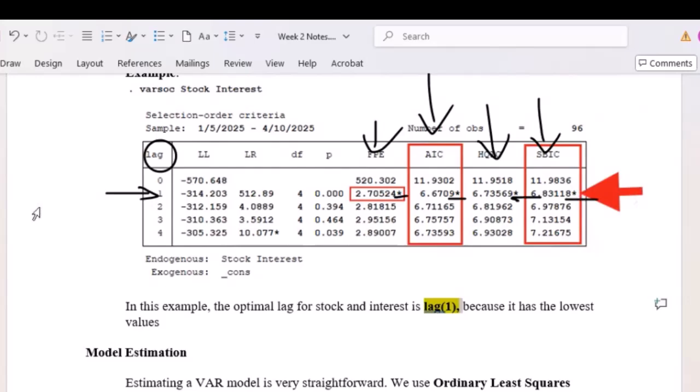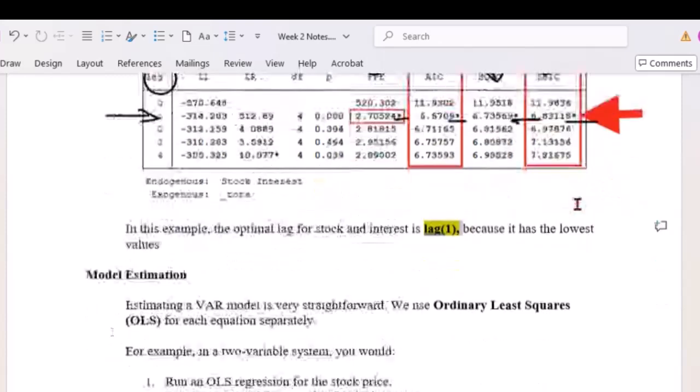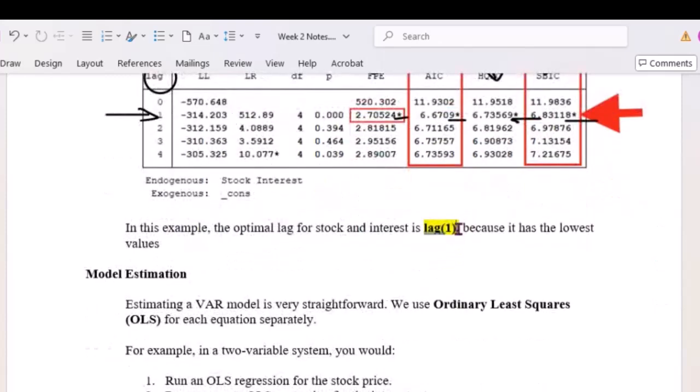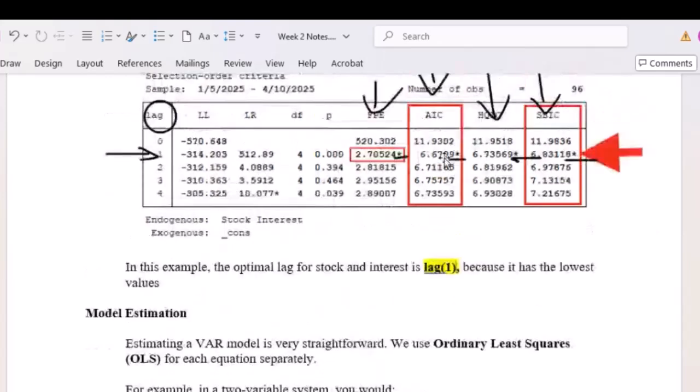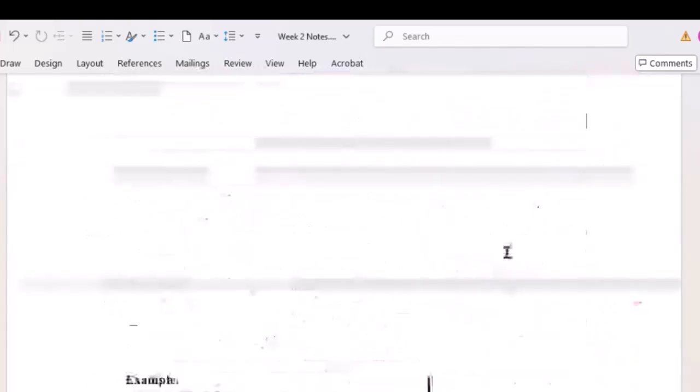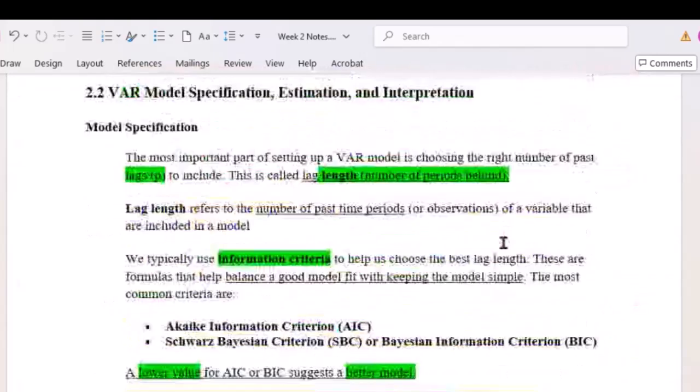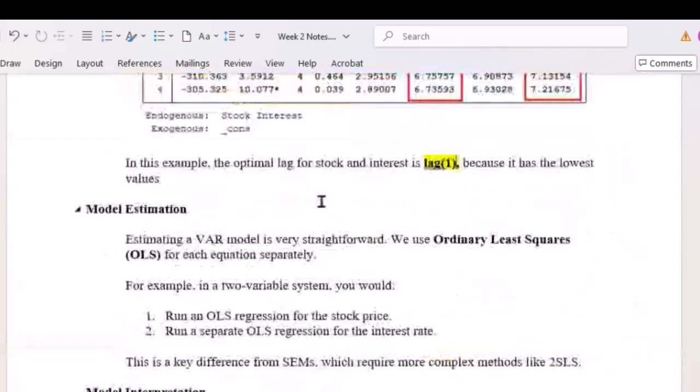It will depend on which criteria you choose. If you choose to go with this one or this one, which I have indicated with red because they are the most preferred, then you can see that it has indicated that lag length 1 is actually the optimal lag length. So that is model specification, identification of the optimal lag length.